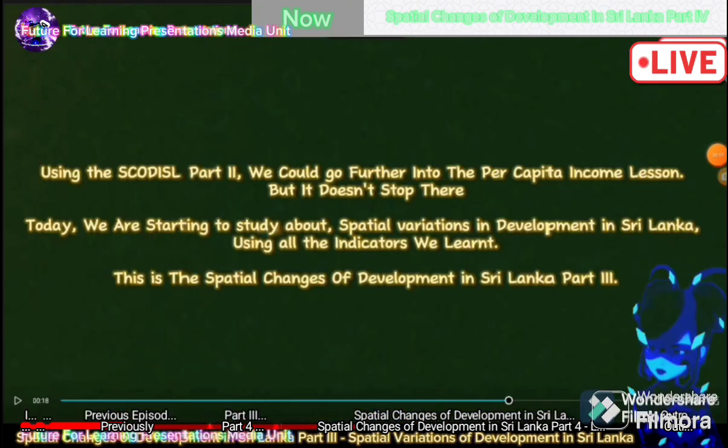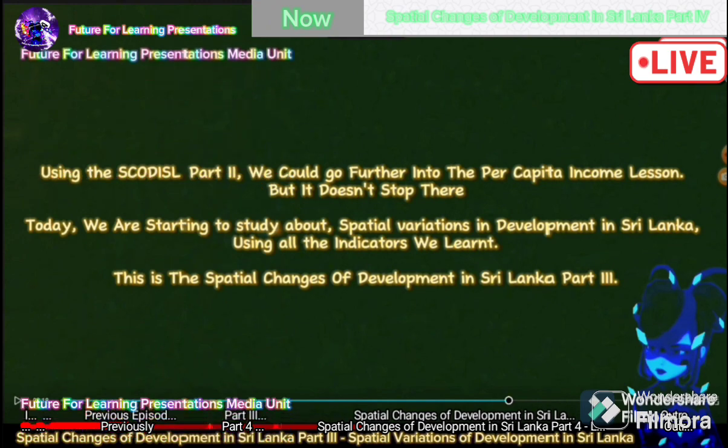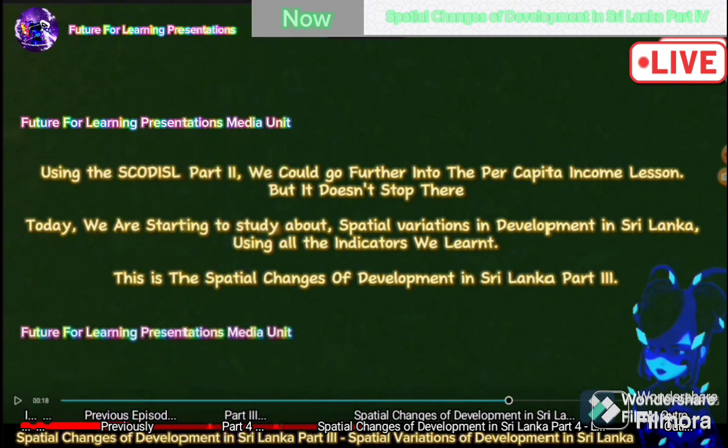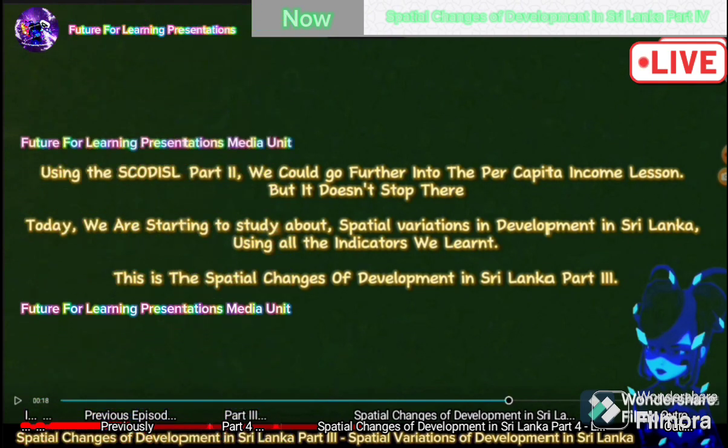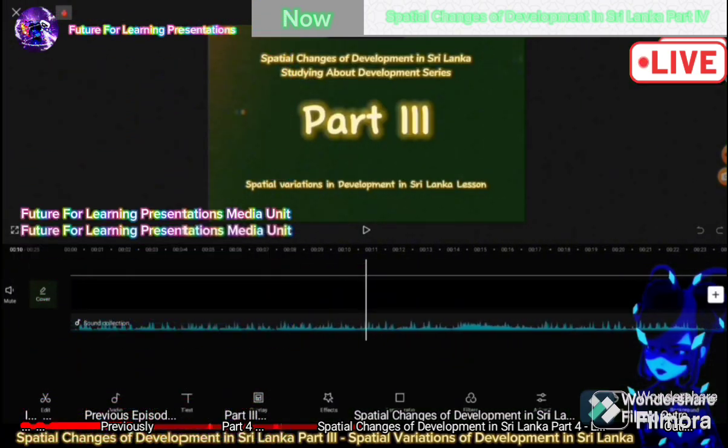So let's go back to the synopsis maybe. Using this versus part 2, we could go further into the earlier lesson. Today we are starting to talk about spatial variations in Sri Lanka using all the indicators given in the previous part. This is the spatial change of Sri Lanka, part 3, with all the data you have in this part. The synopsis part is only halfway done in editing, but I have the video already.